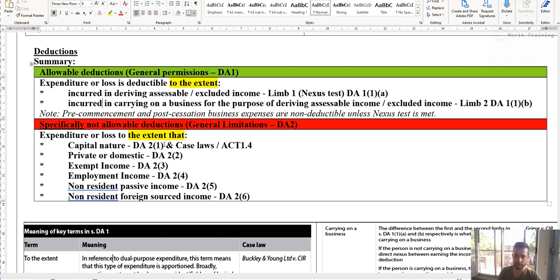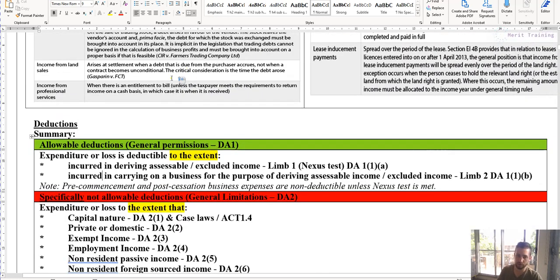Next one is private or domestic. If the expense is private, for example, eating out meals, but that income is just for your own personal family and nothing to do with business, not deductible. And of course, if there's a percentage that's private and a percentage that's business, you just have to apportion the deductibility of it. So if it's 50-50 private and business, you get a 50% deduction as long as it satisfies the first limb. Next is exempt income.